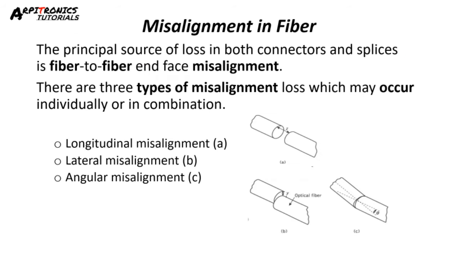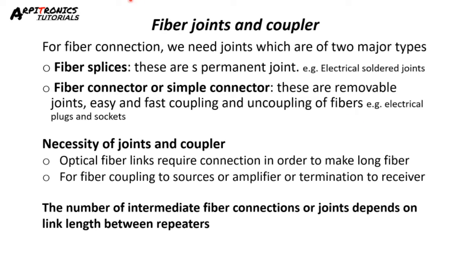Now, joints and couplers. Basically, we have to know what misalignment in fiber is. The principal source of loss in both connectors and splices is fiber-to-fiber and phase misalignment. There are three types of misalignment here. First is longitudinal, second is lateral, and third is angular misalignment. This is longitudinal misalignment, this is lateral misalignment, and that is angular misalignment, where there may be loss of light taking place here.